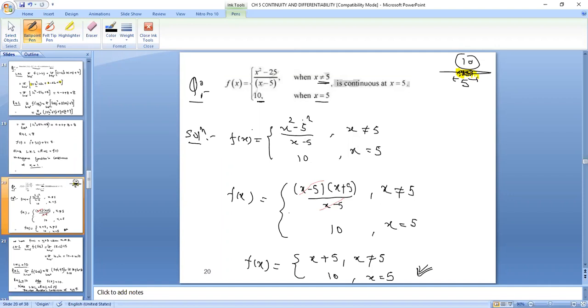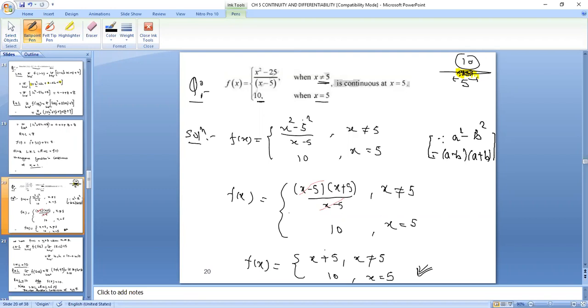Now here on x square minus 5 square we are applying the formula a square minus b square, which is (a minus b) into (a plus b). So we will have (x minus 5) into (x plus 5) upon (x minus 5), x is not equal to 5, and the value is 10 when x is equal to 5. x minus 5 will be cancelled with x minus 5. So we are getting x plus 5, x is not equal to 5, and 10 when x is equal to 5. So the function is reduced now.